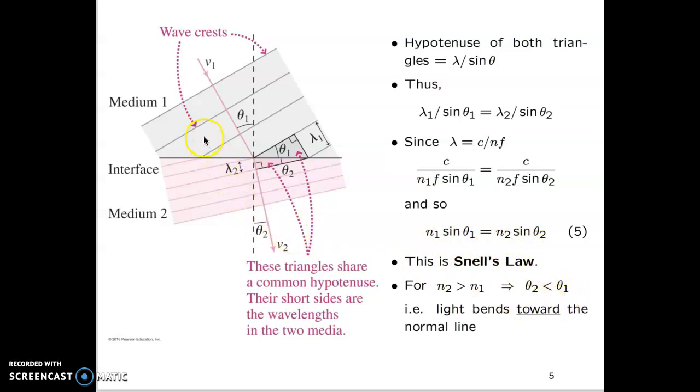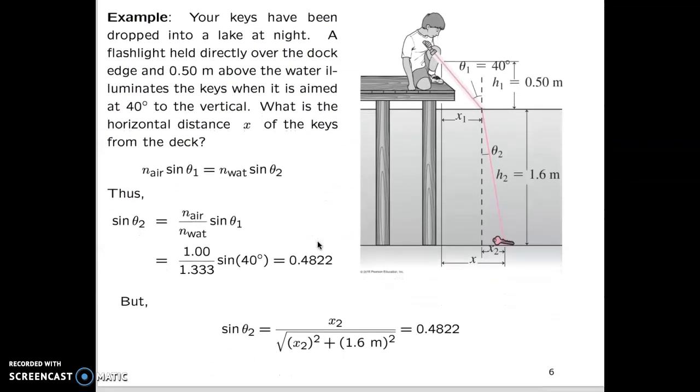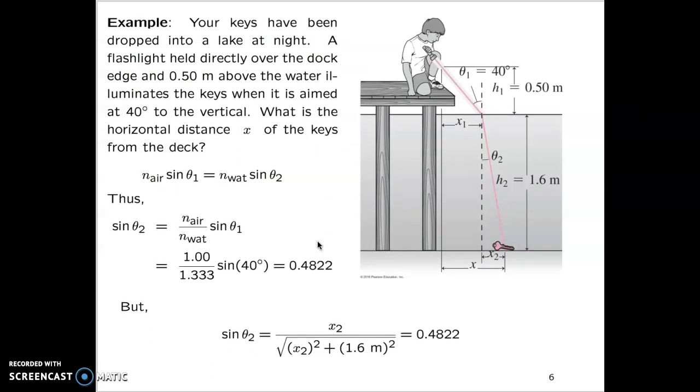So as you go from a lower index of refraction medium to one with a higher index of refraction, the light will tend to bend towards the normal. The normal, remember, is this line which is perpendicular to the surface, the interface between the two media. Okay, so this is Snell's law. So let's use Snell's law to solve a problem.